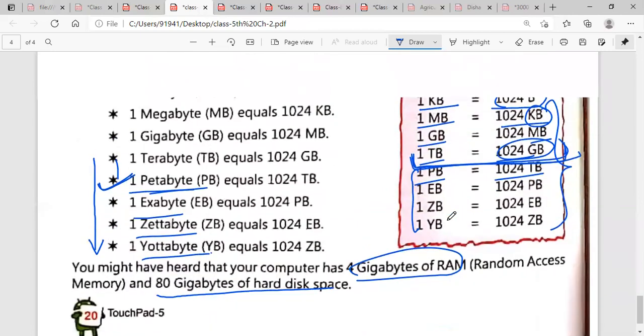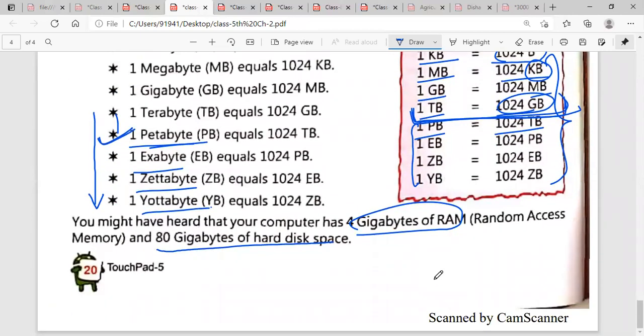Now your chapter has been completed. You have to read the chapter up to this, and this is your homework. Also learn the spellings of difficult words, and also learn those lines which I have asked you to underline.